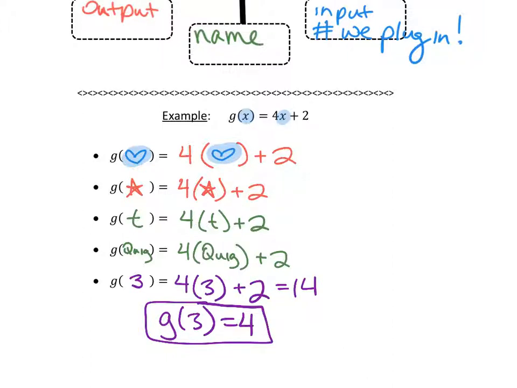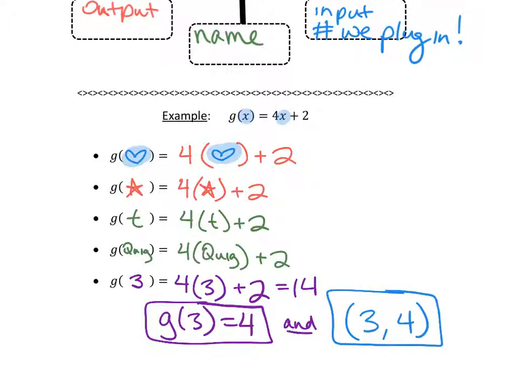And since I know that these are just inputs and outputs, I would also know that the coordinate 3, 14 is a part of my function. Where am I getting this 3 and 14 from? They're the numbers there, right? And didn't we say earlier that g of x is equal to the output? Yeah. So that's where I'm getting the x and the y.